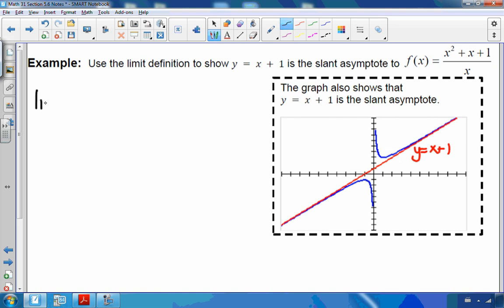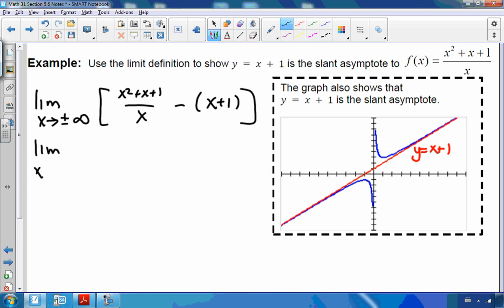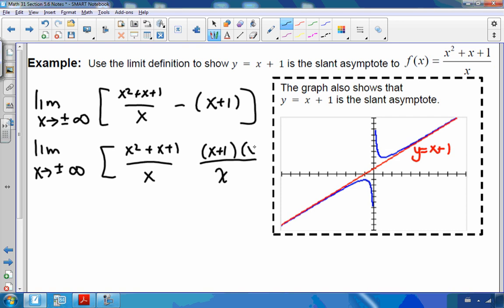So we're going to look at the limit as x approaches positive and negative infinity of the function (x squared plus x plus 1) over x, take away the slant asymptote, which is x plus 1. To do this, I'm going to do it with a common denominator. So I have x squared plus x plus 1 all over x, and then this is all going to be over x as well, as that is the common denominator. So x plus 1 will be multiplied by x. Okay, so let's tidy this up, and then we'll separate it into our two limits.